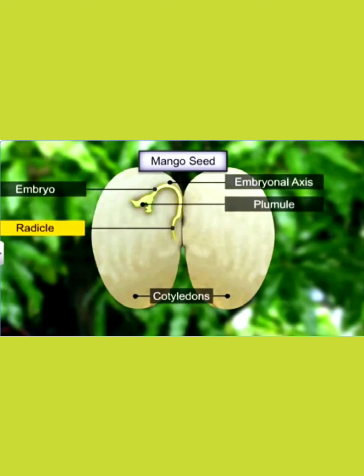Cotyledons mainly contain food for the embryo and protect it. If you separate the two cotyledons, you will see the tiny embryo is attached to one of the cotyledons. The embryo consists of two parts, that is, the radicle and the plumule. Radicle forms the root and plumule forms the shoot.